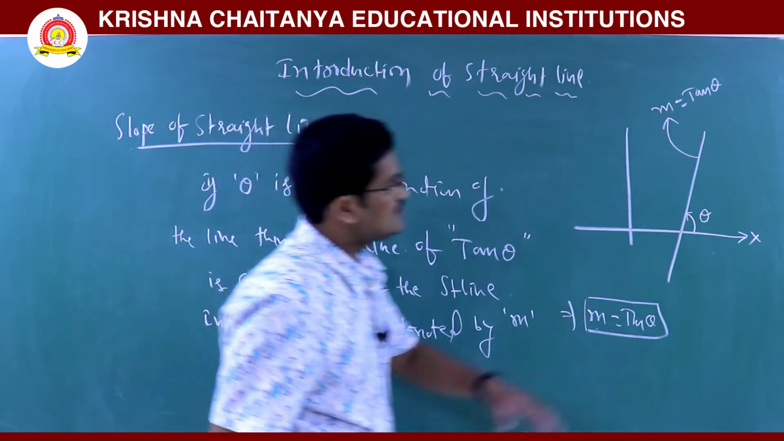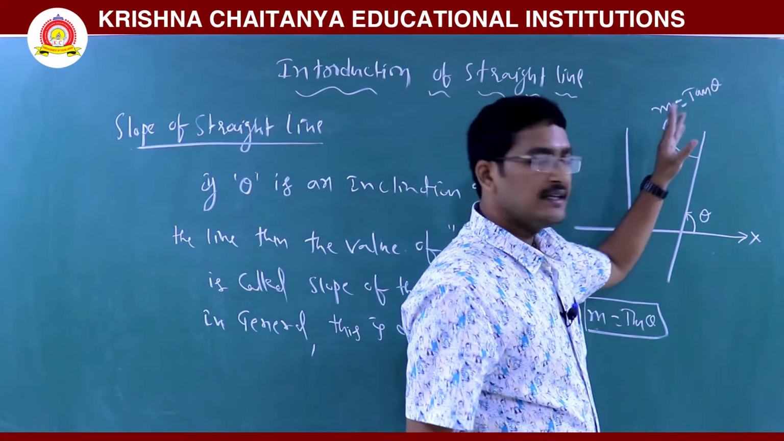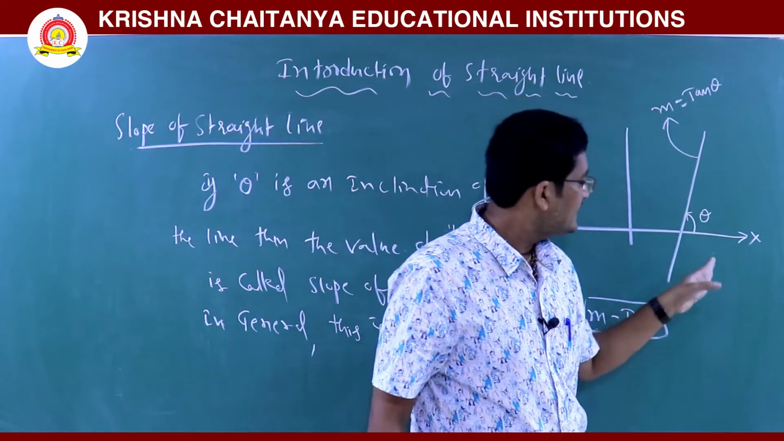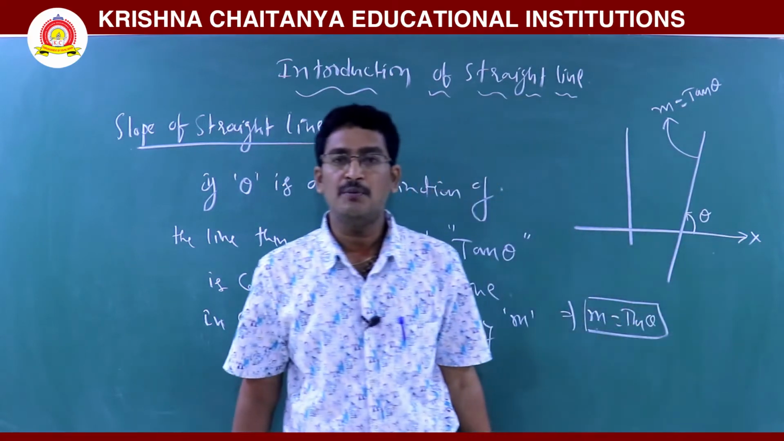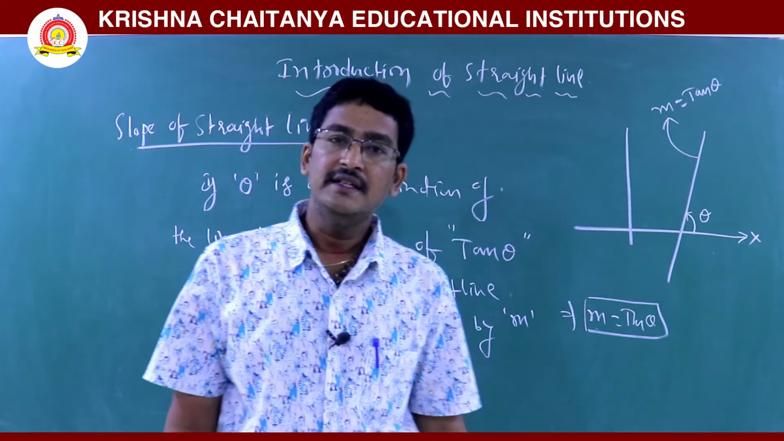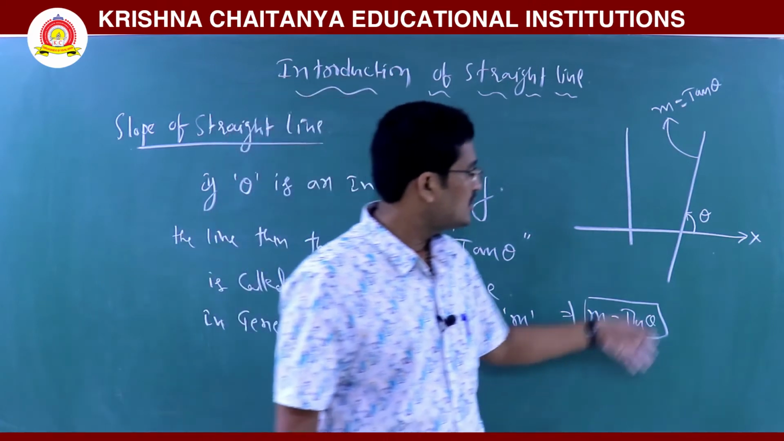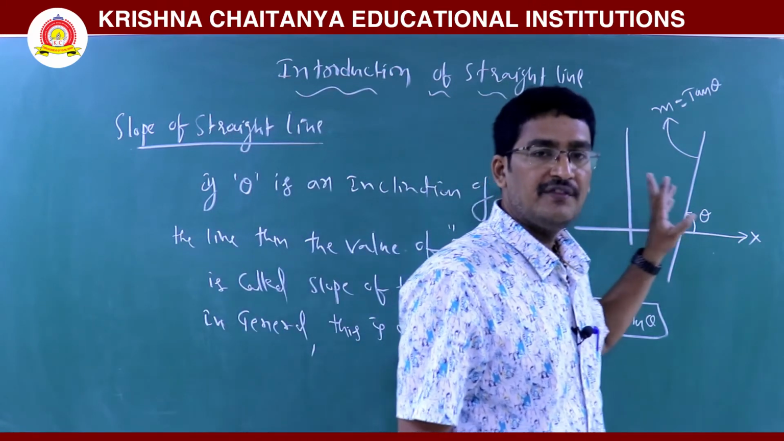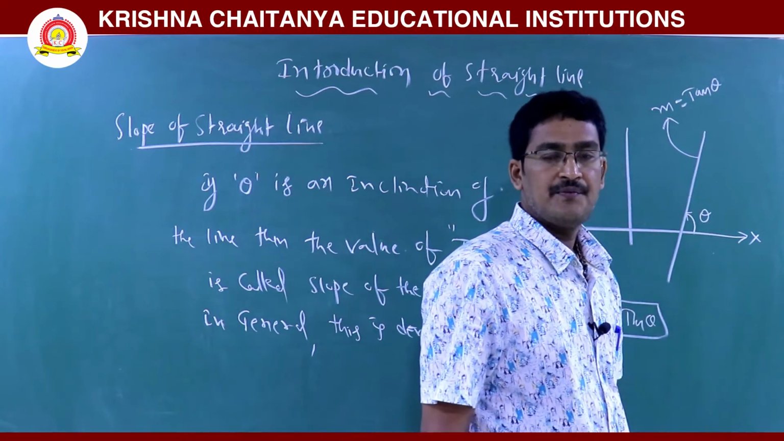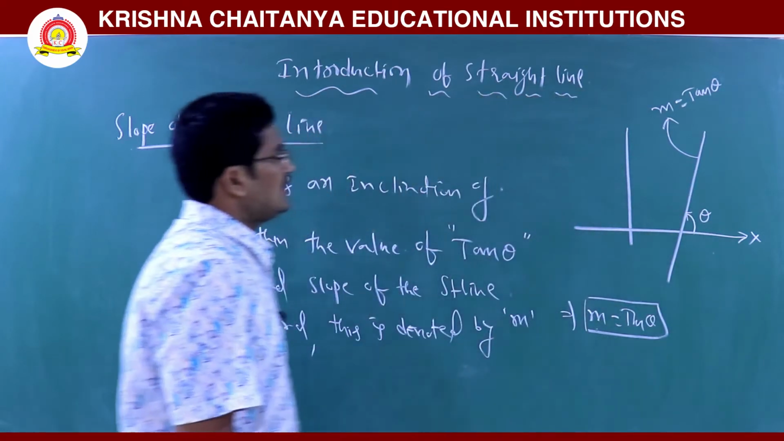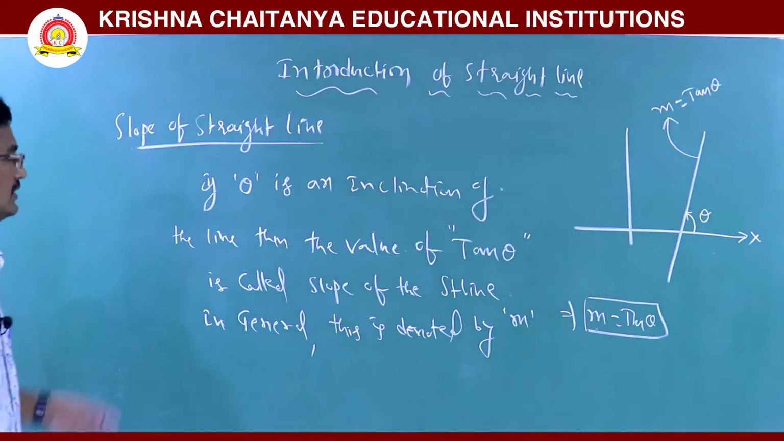If theta is equal to 60 degrees, then what is the slope of this line? Tan 60. If theta is equal to 45, then what is the slope of that line? Tan 45. In this way, we have to calculate the slope of every line in the coordinate system. Okay, just you have to observe more about the slope of the straight line.